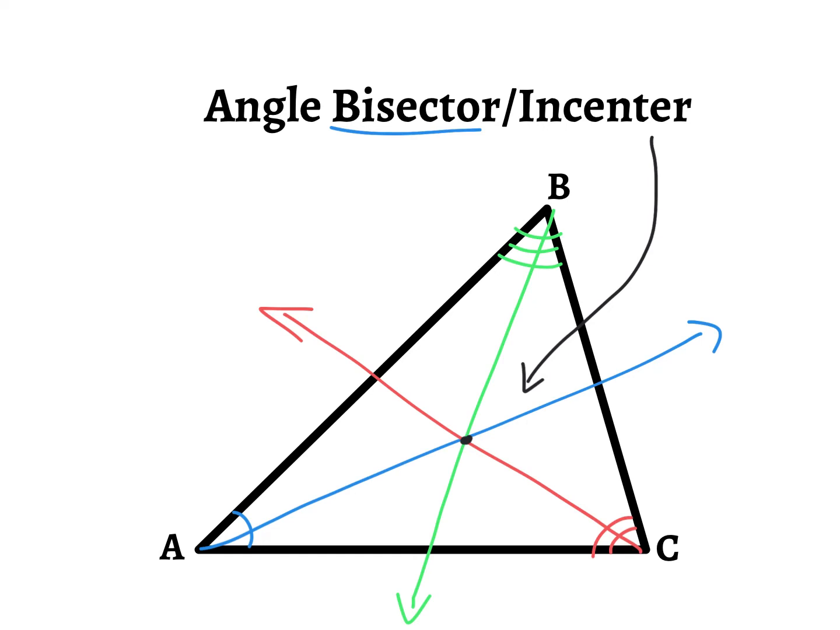Maybe an easier way to think about this. Let me just erase this completely. Since we have this point in the middle of the triangle, it should be halfway to both sides of this triangle, right? I have this triangle here, and I have this side over here. This point should be equal distance to both sides.